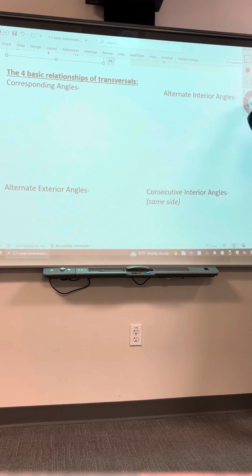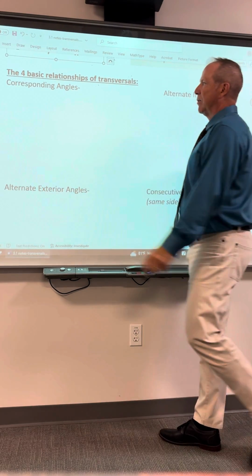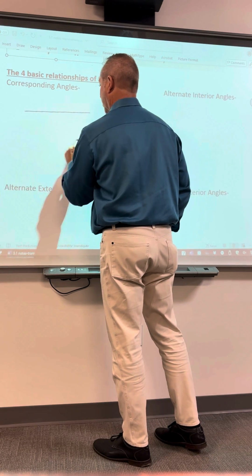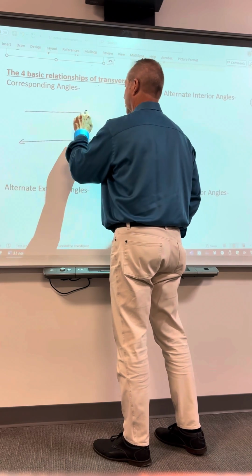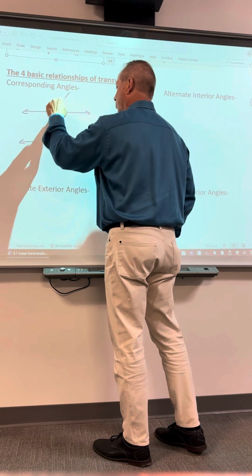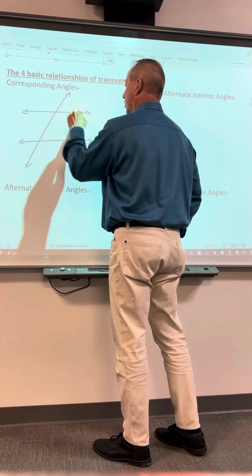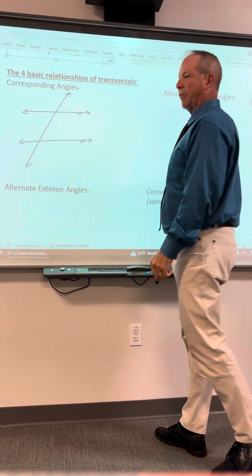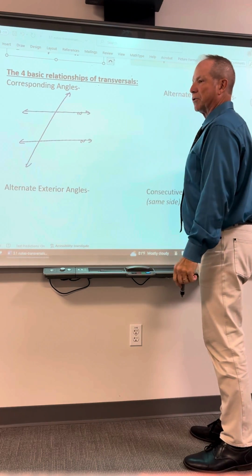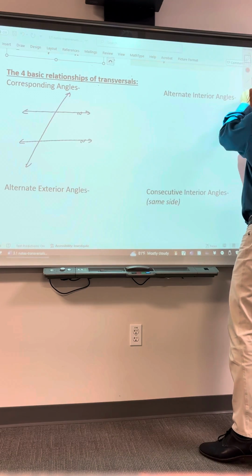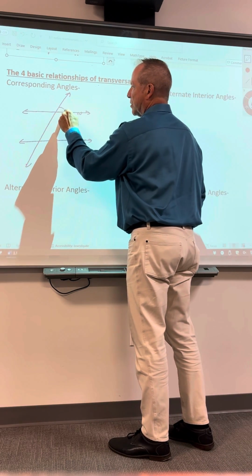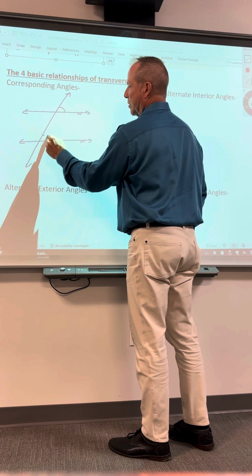Corresponding angles. So take your template or your ID and draw the following. Two parallel lines cut by a transversal. We're going to say these lines are parallel, so I'm going to make a little symbol that shows they're parallel. Corresponding angles are angles that are in the same location. So corresponding would be, for example, this acute angle corresponds with this one.